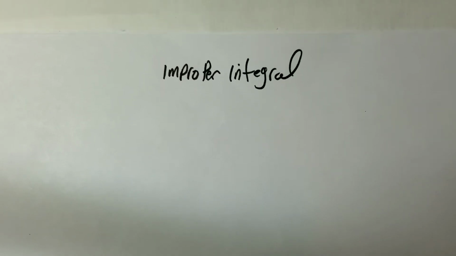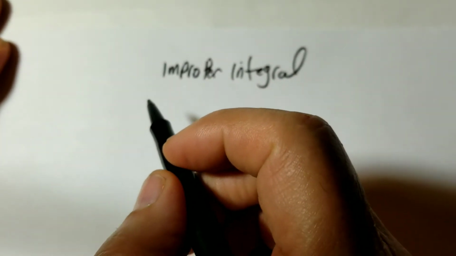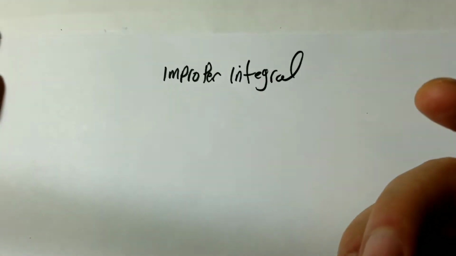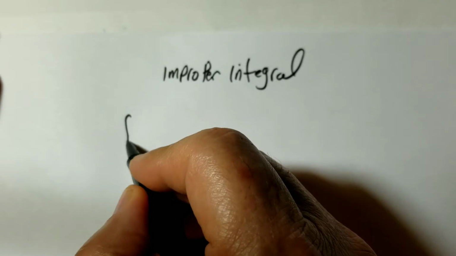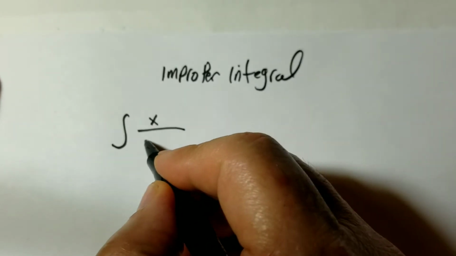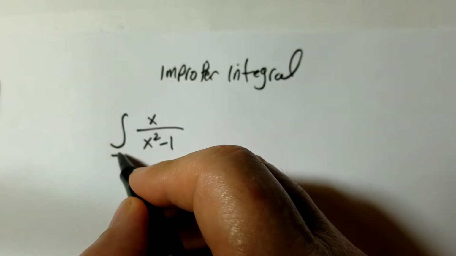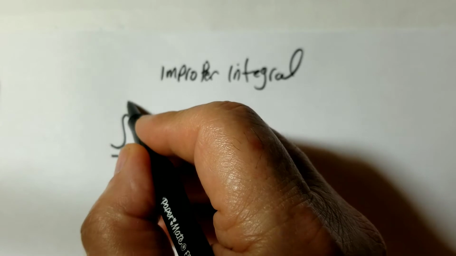Hello everyone. I'm going to do another example of improper integrals as we discussed in the previous videos. But this one is one other than p-series. I'm going to write an integral of x over x squared minus 1, and in here I go from negative 1 to 4.